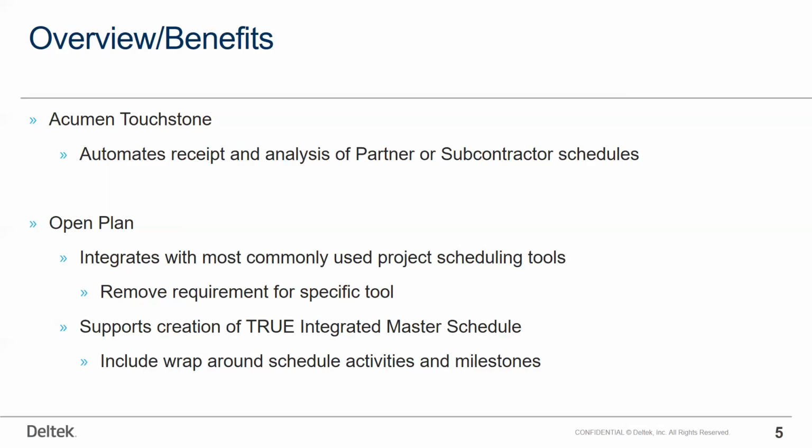Open Plan, on the other hand, is a robust scheduling tool. It integrates with the most commonly used project scheduling tools such as Primavera P6 and Microsoft Project. Independently of Touchstone, it also integrates with flat files like a CSV. By using Open Plan as the basis for your integrated master schedule, it removes the requirement for everyone involved to use the same scheduling tool.